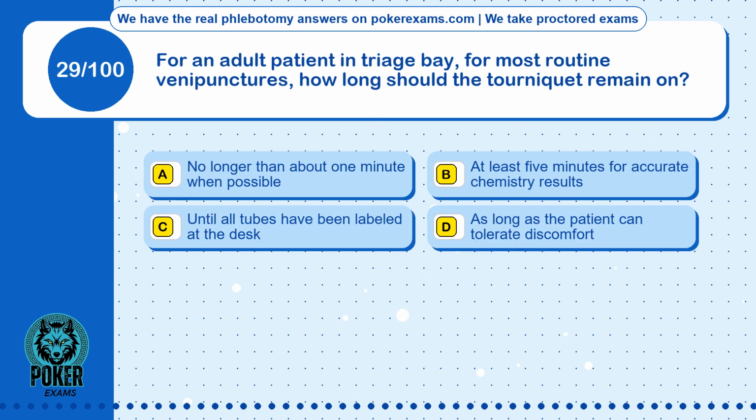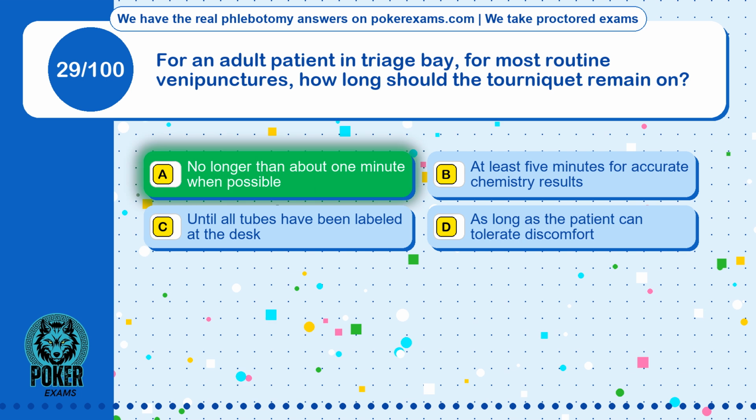Question 29. For an adult patient in triage bay, for most routine venipunctures, how long should the tourniquet remain on? Option A. No longer than about 1 minute when possible. Option B. At least 5 minutes for accurate chemistry results. Option C. Until all tubes have been labeled at the desk. Option D. As long as the patient can tolerate discomfort.